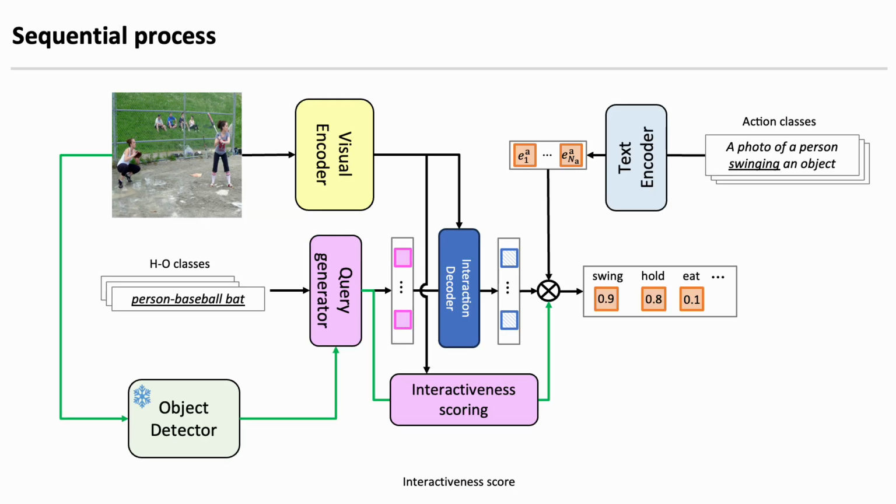Rather than predicting HOI in one shot, RegFormer uses a sequential structure. First form human-object pairs and then predict the interaction. We additionally use a query generator, which is constrained by the visual features, and add interactiveness scoring that is computed also from the visual patches.